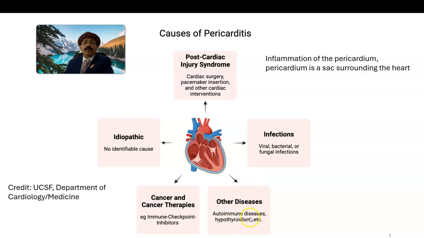Other diseases, autoimmune diseases like hypothyroidism, are associated with pericarditis, and an immunological cause may be the reason for pericarditis. Okay, so there are many causes of pericarditis. It may be idiopathic, maybe post-cardiac injury, maybe due to infection. Infection may be bacterial, viral, or fungal. Due to other diseases like autoimmune disease such as hypothyroidism, cancer can spread to the pericardium as a metastasis, or there may be pericarditis as an adverse effect of some chemotherapeutic drugs.